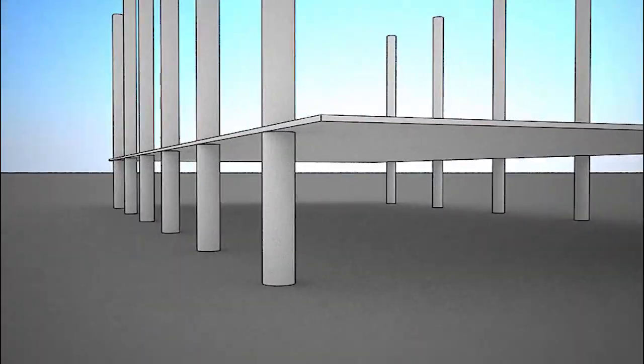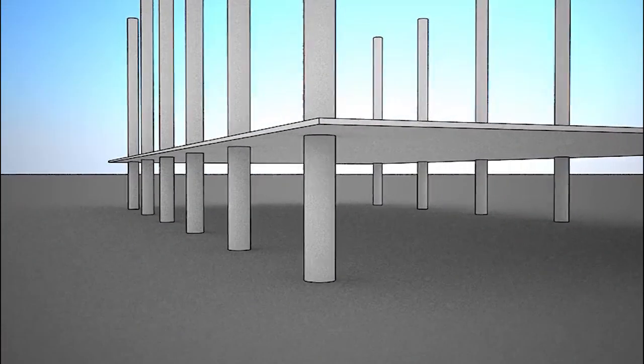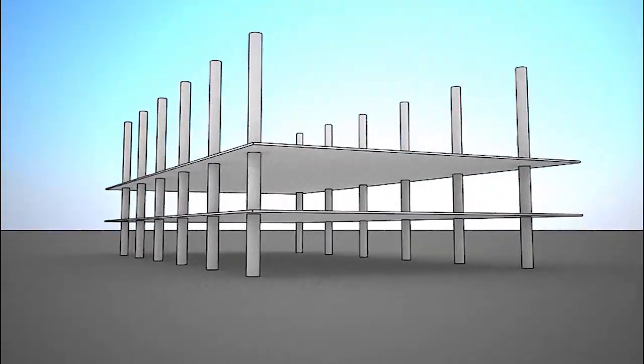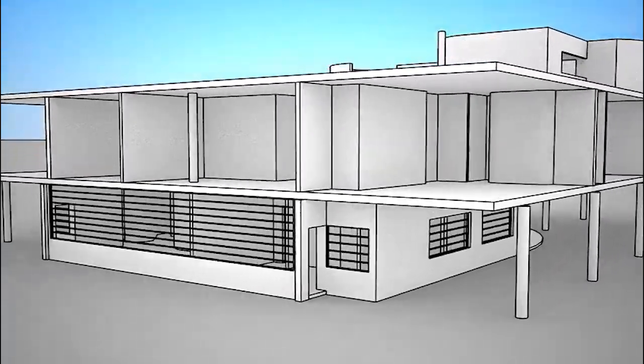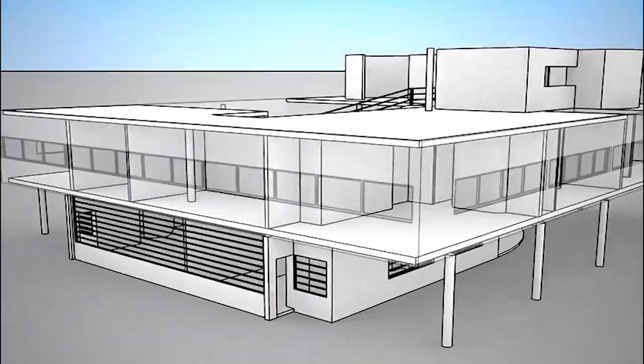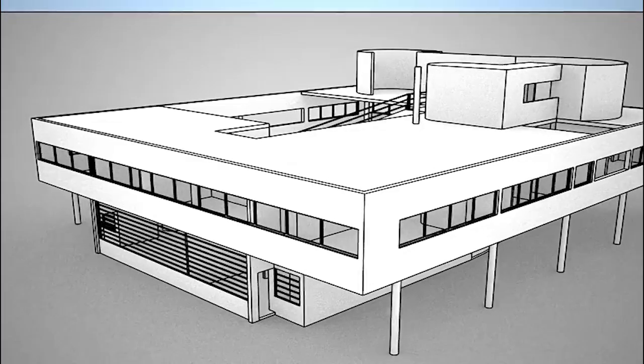The columns of the facades are retracted into the interior of the housing. The cantilever slabs remain. The facades are nothing but light curtains. Independent of the walls, the facade is free.